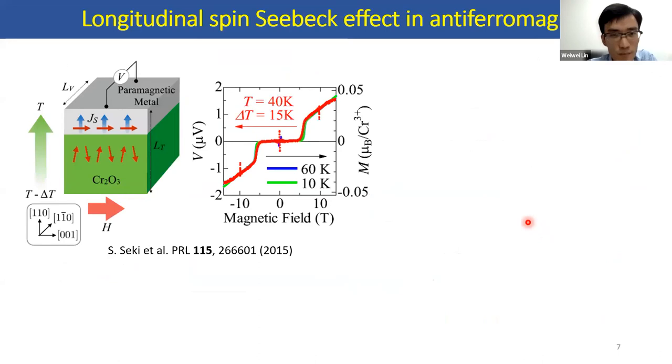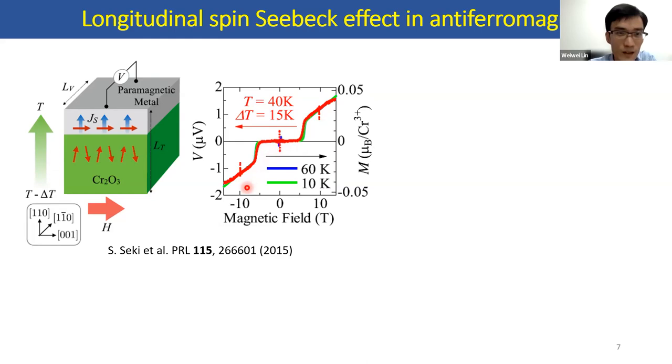So let's talk about the longitudinal spin Seebeck effect in antiferromagnets. This has been of interest in recent years. Here I show the result with chromium oxide, an antiferromagnetic insulator. At low field, there's no measurable thermal voltage. But at high field, above the spin flop field, there is a detectable thermal voltage that increases with the field.